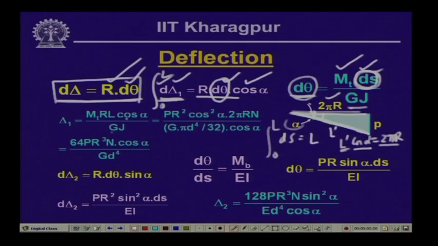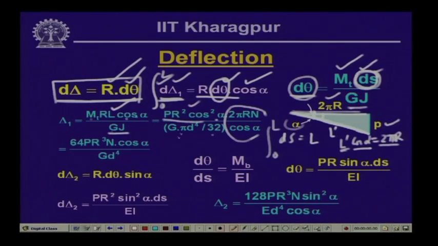Now, if there are n number of turns, then the total length of the spring will be 2πr into n, divided by cos alpha, which will give us the final length of the spring. And so, here we have substituted for the integral ds as L, as you can see in this expression, which is M_t r L cos alpha by GJ, and for M_t we have substituted P r cos alpha, which gives us P r square cos square alpha, and for L we have substituted 2πrn by cos alpha. Once we substitute, J is πd^4 by 32.